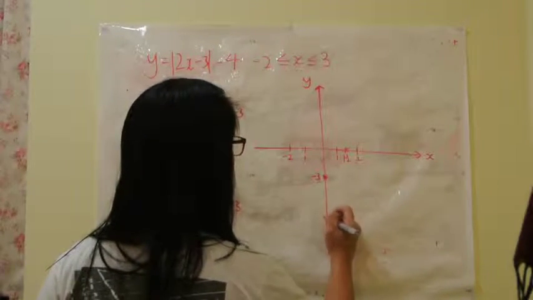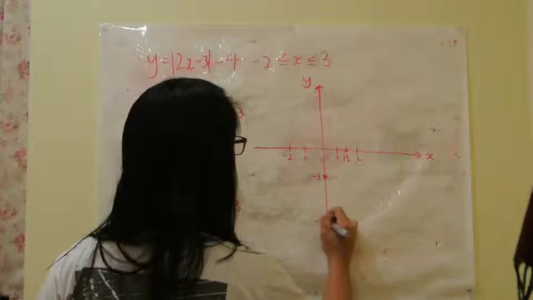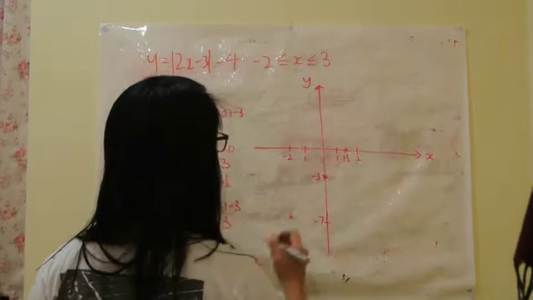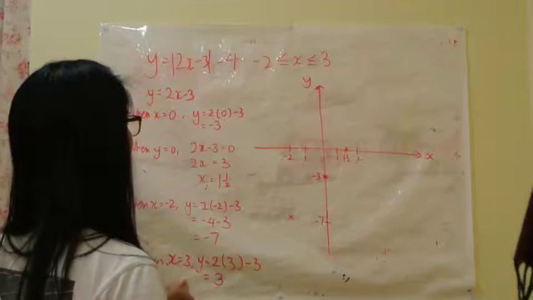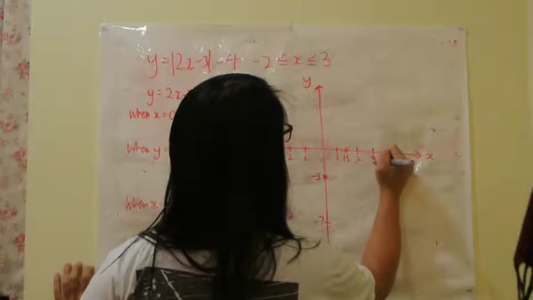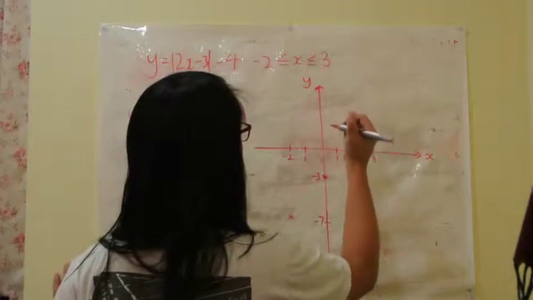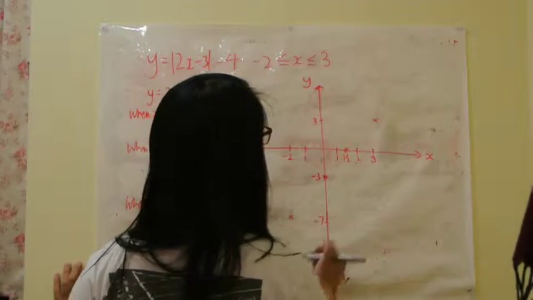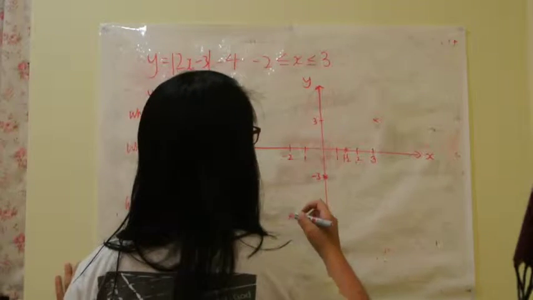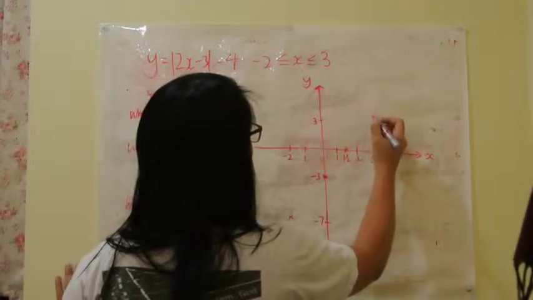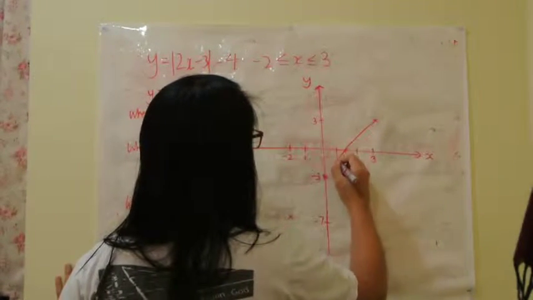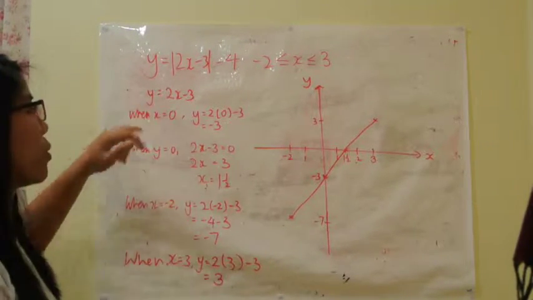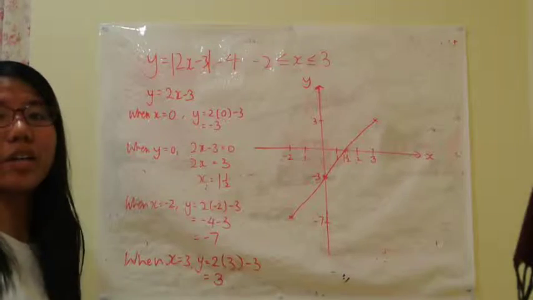Let's extend this out a bit, so minus 7 will be somewhere around here. Make sure it connects all as one line. And when x is 3, y is 3, so let's mark that out as well. Now we connect all of them into a straight line, and that's what I'm going to do. Now I have my line y equals 2x minus 3. So far so good, right?